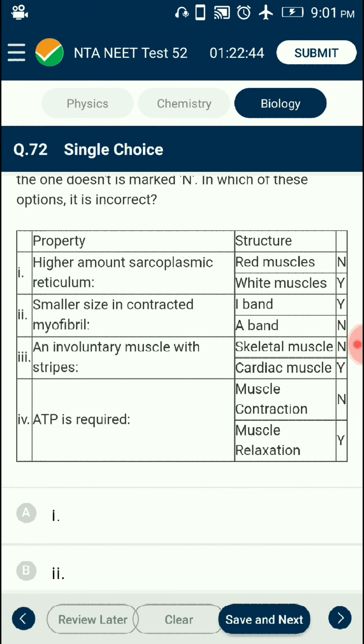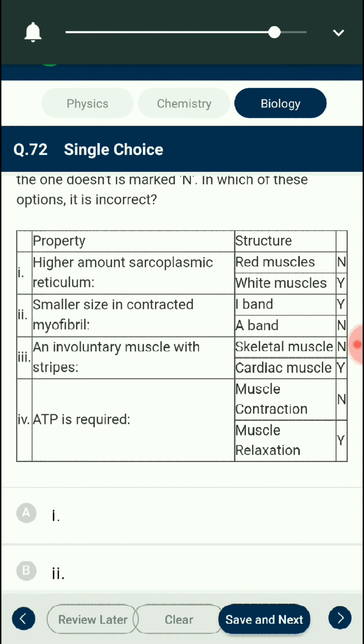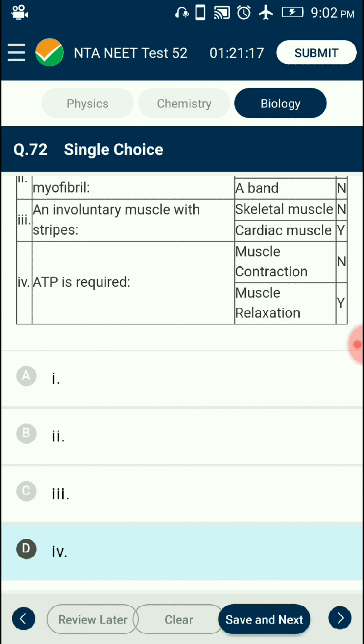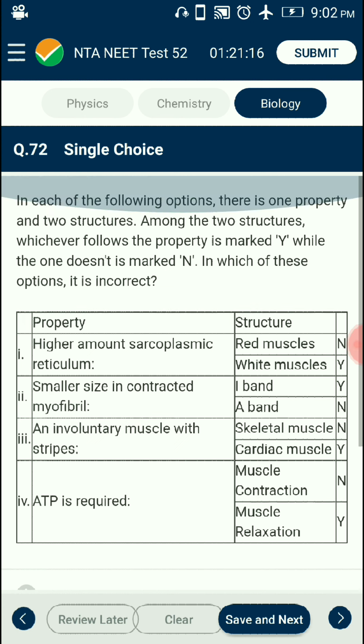During muscle contraction, actin filaments slide over myosin in such a way that the I bands get reduced, whereas A bands retain their length. ATP is required by the myosin to bind its head to actin during muscle contraction. ATP is also required during muscle relaxation to pump calcium ions back to the sarcoplasmic reticulum. The answer for this question is option D. The fourth one is incorrectly matched.